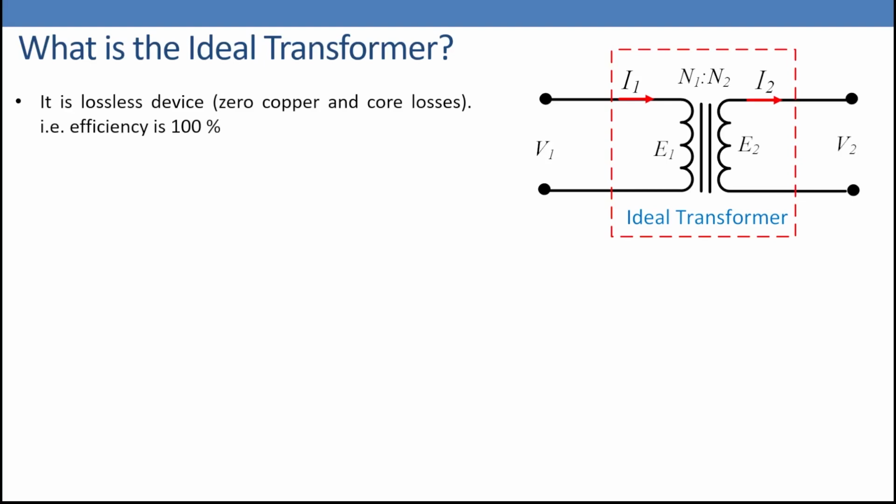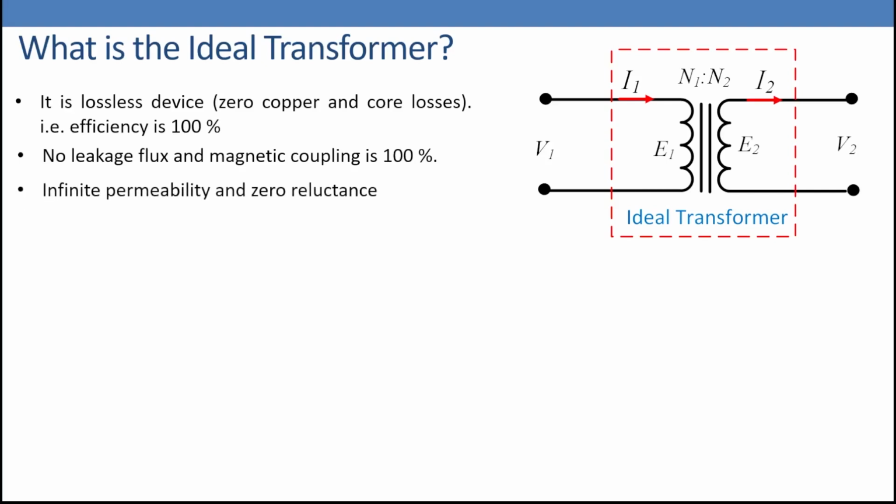Accordingly, efficiency is 100%. Next, we assume there is no leakage flux, which means all the magnetic flux produced in the primary winding completely links with the secondary winding. In other words, coupling is 100% perfect. Also, an ideal transformer assumes infinite permeability and zero reluctance, so the core allows magnetic flux to pass through with virtually no opposition. Also, the exciting current, which is the current needed to establish the magnetic flux, is considered almost zero.